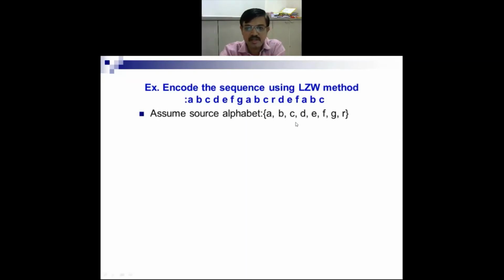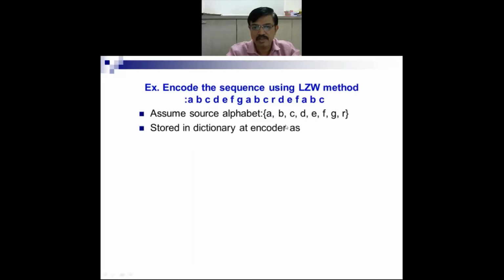Now, to implement this, the very first step is to look at this particular sequence and identify the source alphabet of this sequence. Now, what is the source alphabet of the sequence? We understand by looking at the string that A, B, C, D, E, F are present. Apart from that, there is a G, and apart from that, there is an R. So my source alphabet for this given sequence becomes A, B, C, D, E, F, G, R. This particular source alphabet is only for this limited sequence.